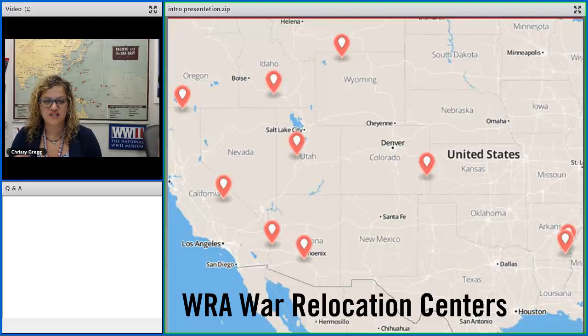Now, there were 10, as I said, remote camps where these Issei and Nisei were brought here in the United States for almost the duration of World War II. There is Heart Mountain in Wyoming, so where you guys see the little red points there on the screen, Minidoka in Idaho, Tule Lake and Manzanar in California, Poston and Gila River in Arizona, Topaz in Utah, Granada in Colorado, and a little nearer to us here in New Orleans, Rohwer and Jerome in Arkansas, which you can see on the screen as well.